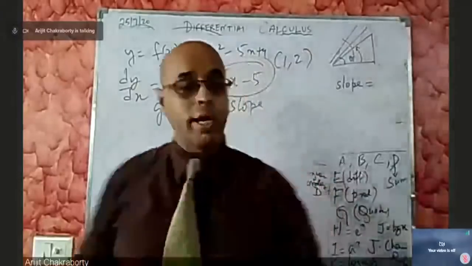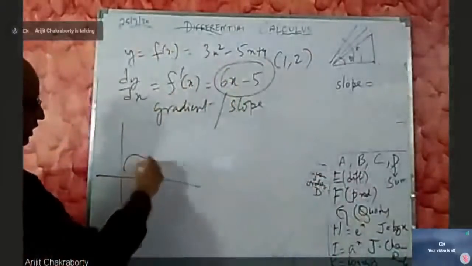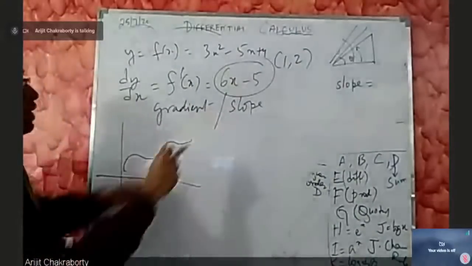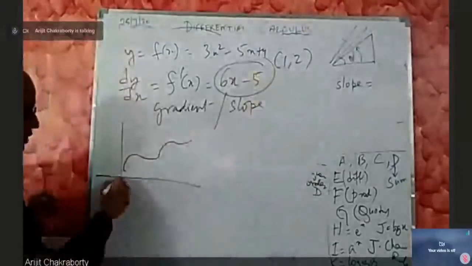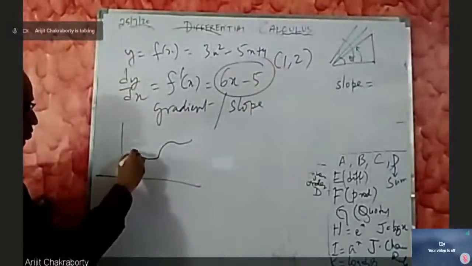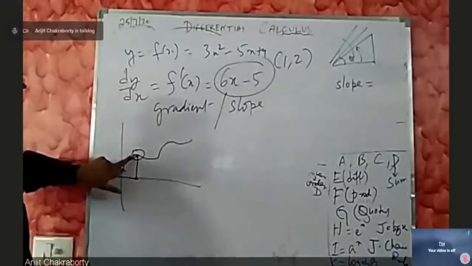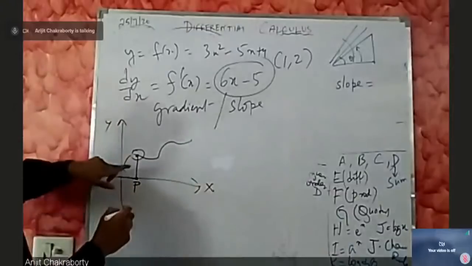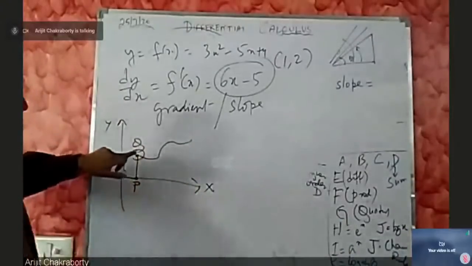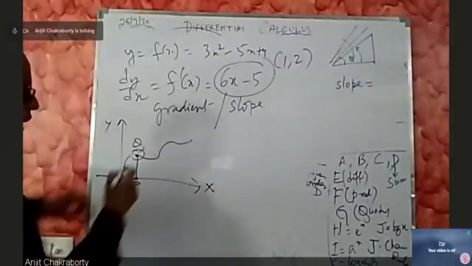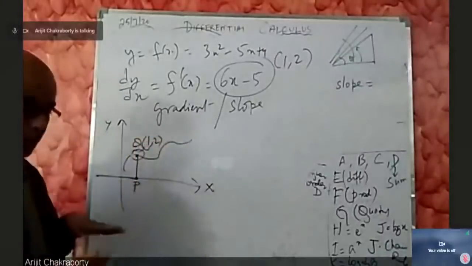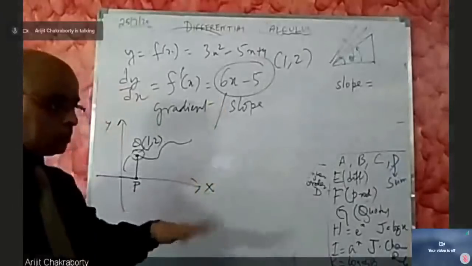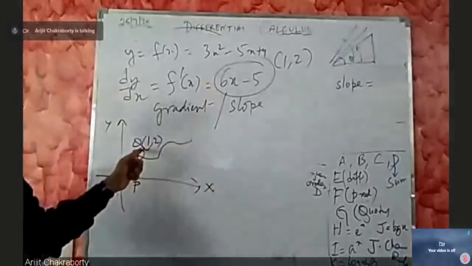But I have to find out at what point. That means the curve is like this, but I have to find out the slope at a particular point. And the point is given as 1, 2. That means x is 1 and y is 2. So at this point I need to find out. This is the y-axis, this is the x-axis. This point is P and this is Q. So I need to find out the gradient of the slope at Q, and the coordinates of Q are 1, 2. That means horizontally you go 1 on the x-axis, vertically 2. So this is what I need to find out.